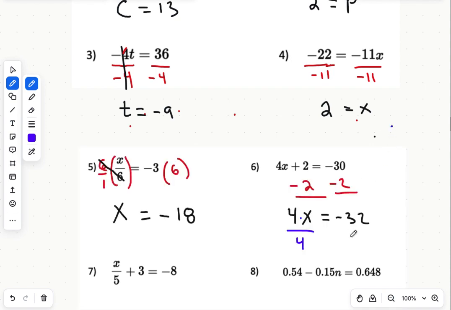I'm going to have to figure out how to stop doing that as I make these videos. The 4's cancel, and then I get x is equal to negative 8. And you can always check these by putting that back in. 4 times negative 8 would be negative 32, plus 2 gets you back to the negative 30.